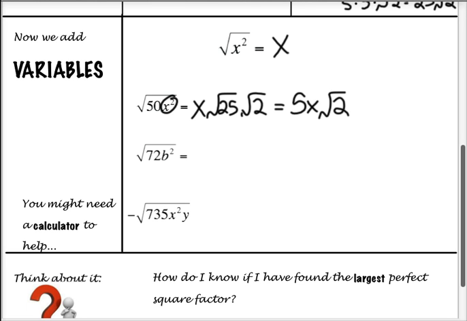72b squared. Well, 72, if you recall from yesterday, is divisible by 36. It breaks down into 36 and 2. And then again, notice we have that variable there, that b squared. I'm going to pull that out as just a variable, as just b. So now I have the square root of 36, which is just 6. So on the outside, I have 6b. And then on the inside, I have the square root of 2.